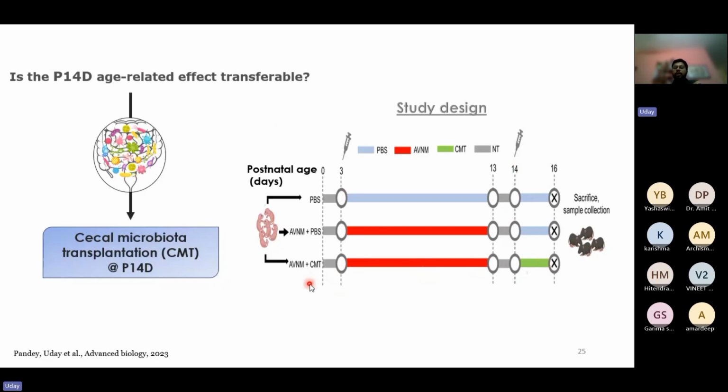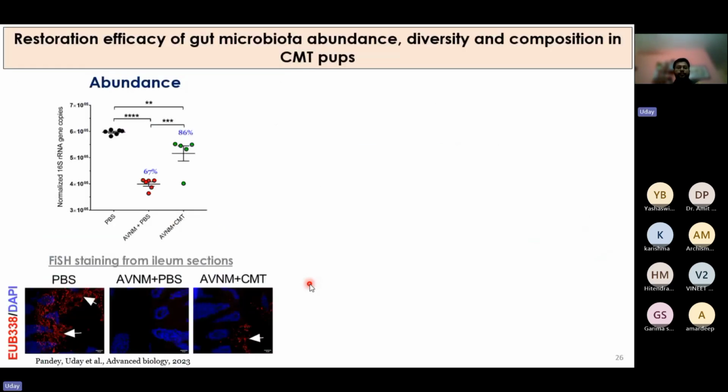So we have two microbiota cecal samples, from the AVNM group and the control group. We took the control microbial population from the cecal sample and gavaged the AVNM-perturbed mice to see whether this microbiota can recolonize there or not.